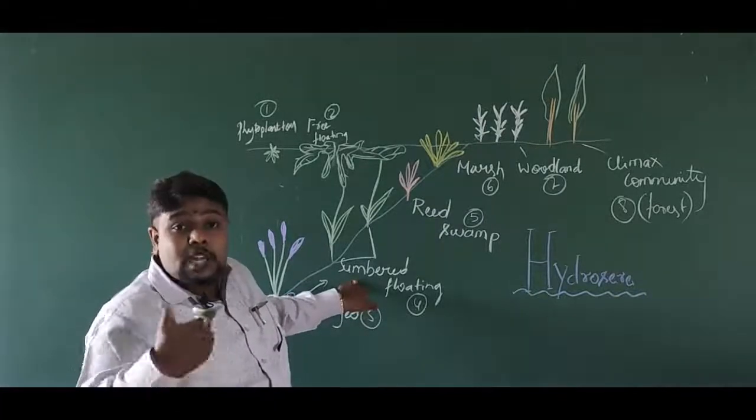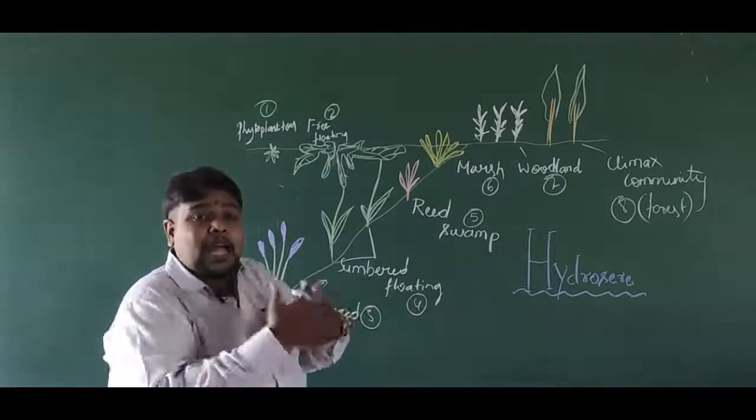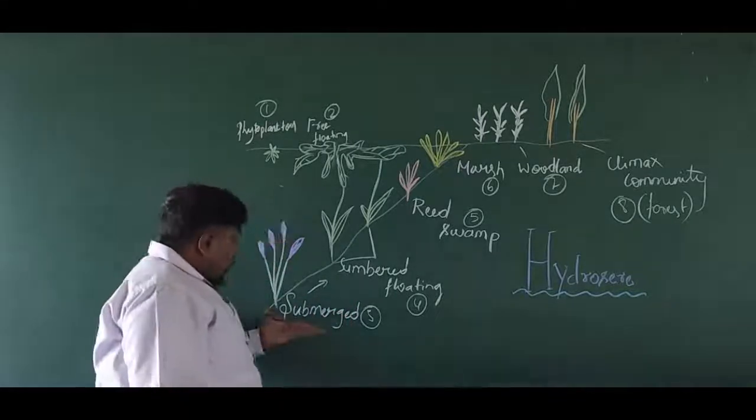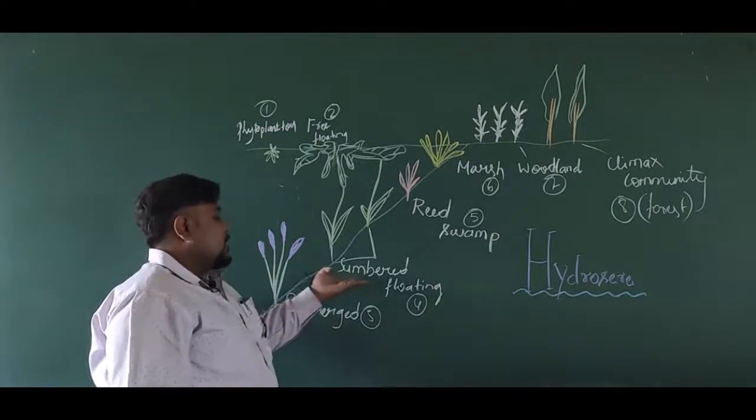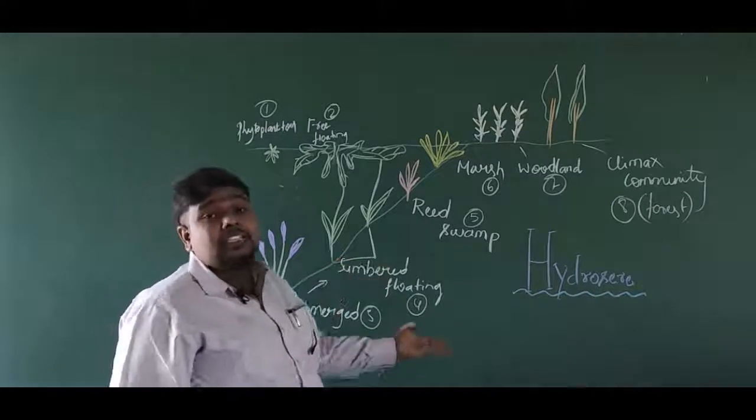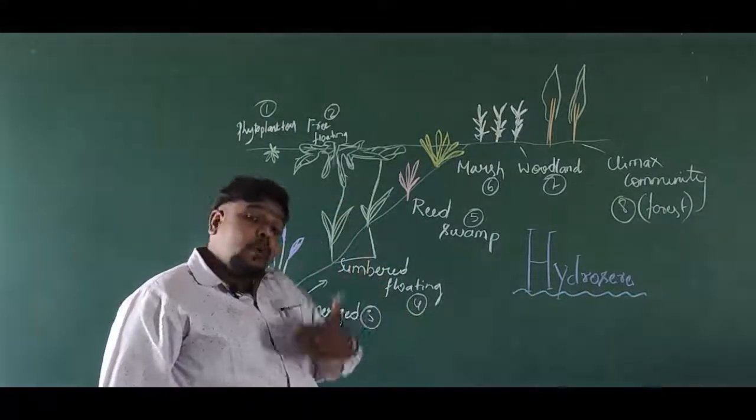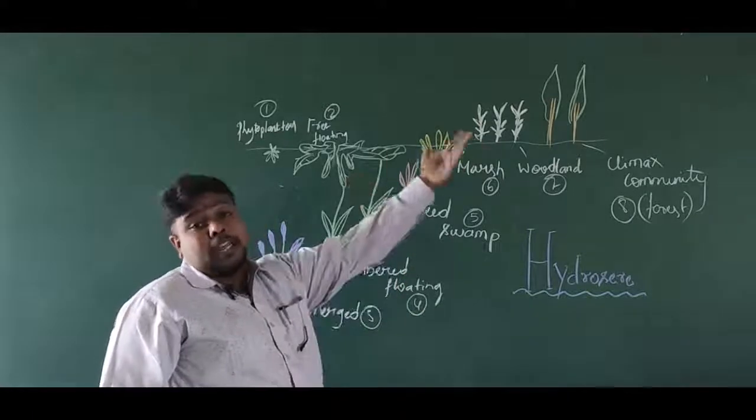See how the evolution is occurring here. It is bettering from one stage to the other. See, after the submerged stage there is a submerged floating stage where you can see a plant found both in the water as well as in the outer environment.